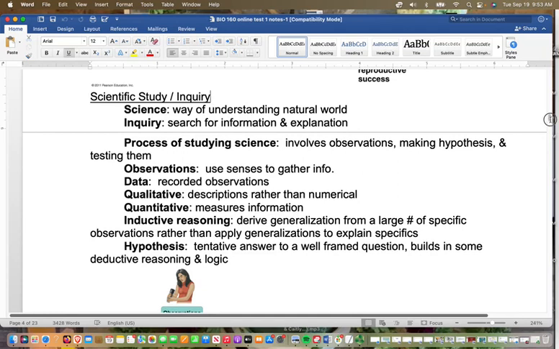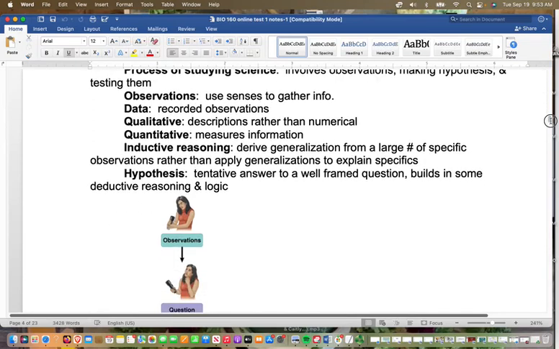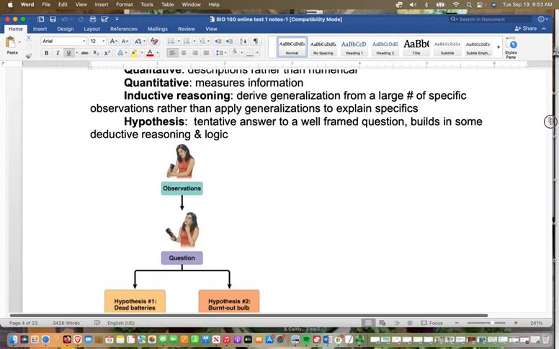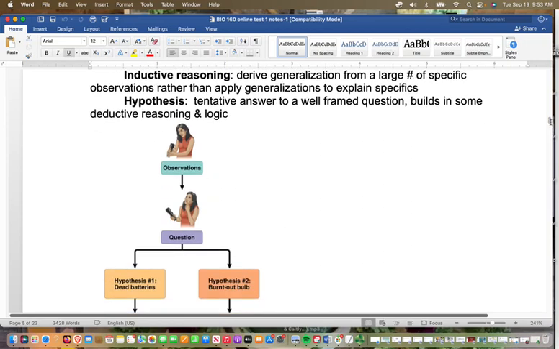So during the scientific process, after we've made some observations, we form our hypothesis. So the hypothesis is the tentative answer to a well-framed question. It is not a random guess. It is looking at what's going on in the observations and then using some deductive reasoning and logic to try and explain it. And the hypothesis is then, well, okay, let's go ahead and test this.